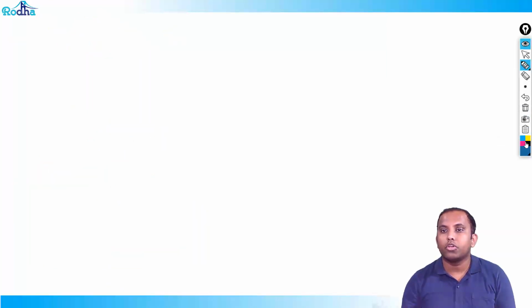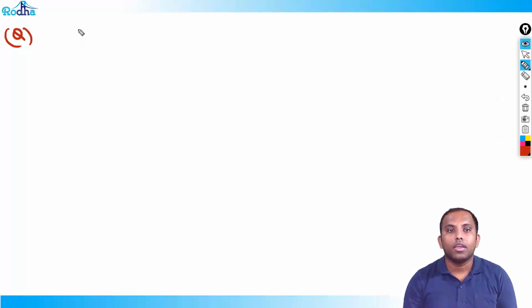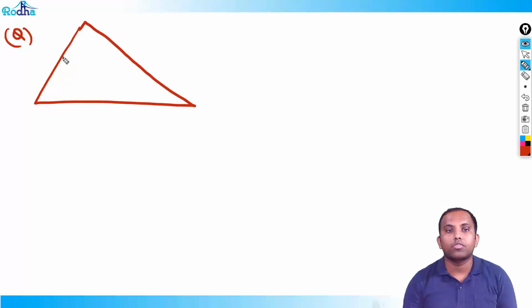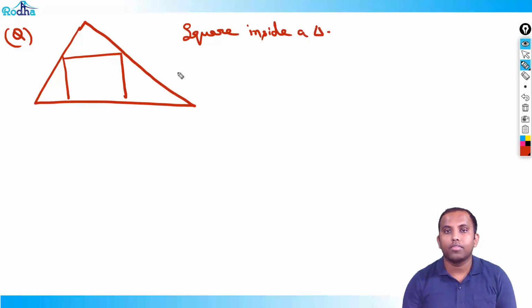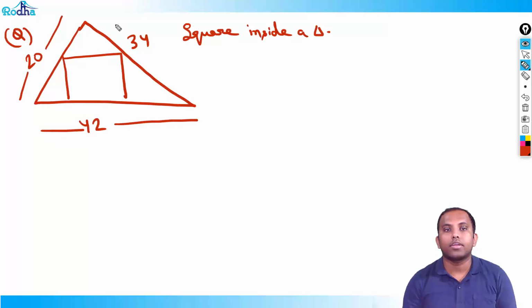Let's do a question here now. Now the question is, there is a square inside a triangle. Okay, let me draw a triangle here. There is a square inside a triangle like this. Okay, and the sides of the triangle are basically 20, 34 and 42. This is 42, this is 20 and this is 34, right?